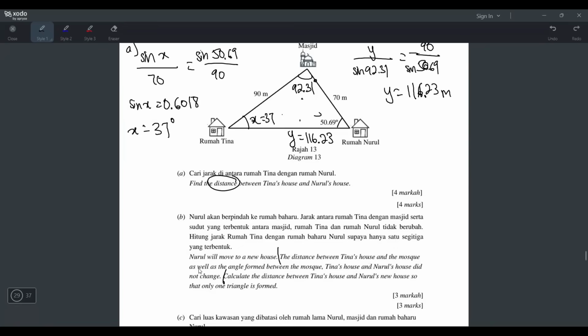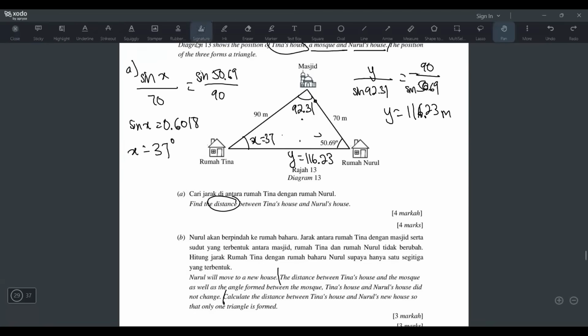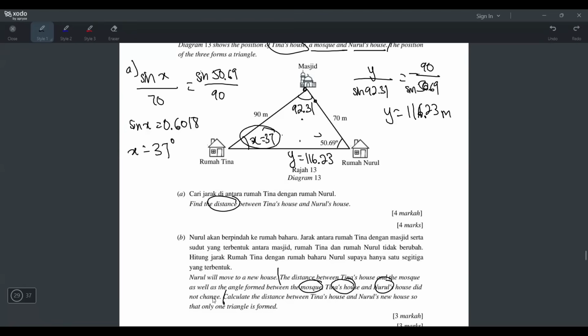Distance between Tina and mosque. So Tina and mosque. Tina is here. Wait, what? Nurul will move to new house. Okay, the distance between Tina's house and mosque never changes. And then the angle formed between the mosque also never changes. Oh, so this 92.31 cannot change? Is that what they mean? Sudut yang terbentuk antara masjid. Oh, no, no. The angle formed between mosque, Tina, and Nurul. Mosque, Tina, and Nurul. So I think it's the 37 lah. Did not change. Okay, so which one cannot change? This jarak here, Tina and mosque, and also the angle between mosque and Tina, this one also cannot change.